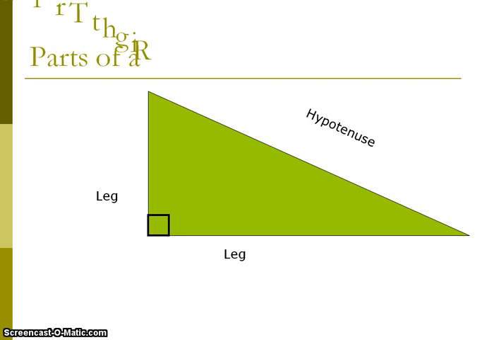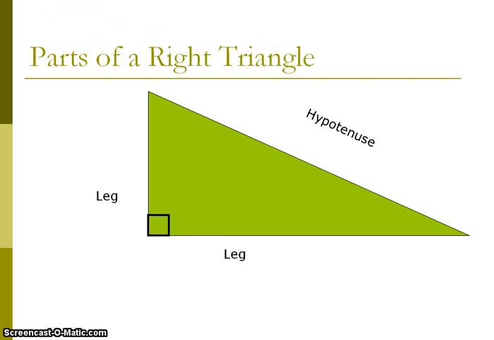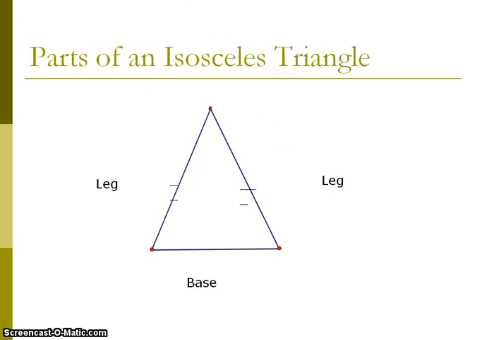Now, just so we know the names for parts of a right triangle, when we have a right triangle, we call the two sides that are adjacent to the right angle legs. And we call the side opposite the right angle the hypotenuse. In an isosceles triangle, we actually call the two congruent sides legs, and the remaining side the base.